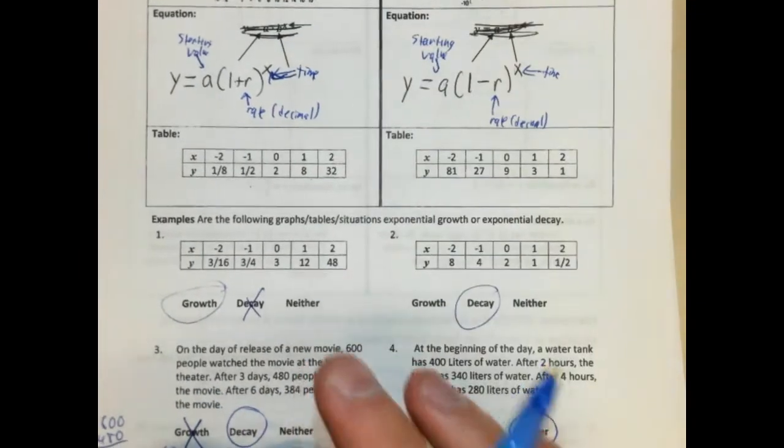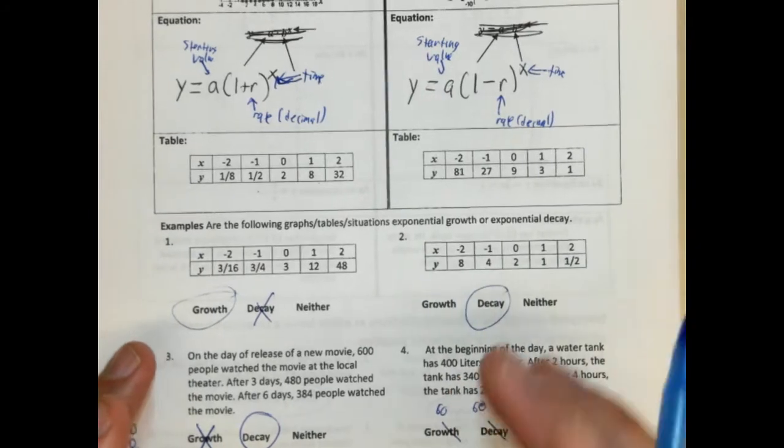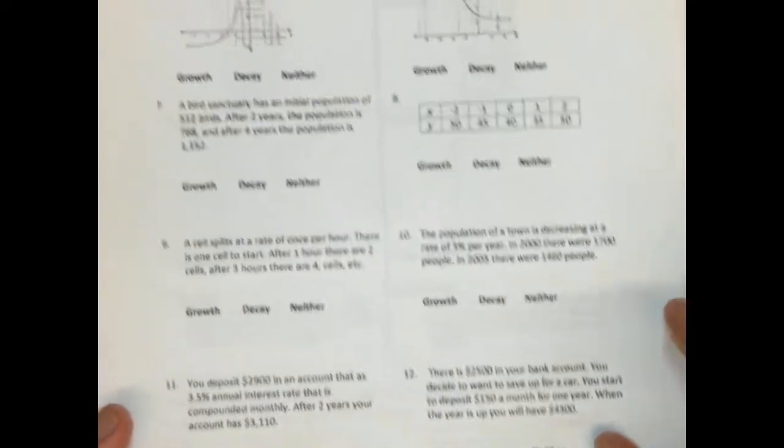Okay. So really it comes down to this. One, check to see if the amount it's changing by is the same. If it's the same amount each time, then you know it's going to be linear. It's not going to be growth or decay. If it's the same ratio, then it's going to be either growth or decay, depending on if it's getting bigger or smaller.